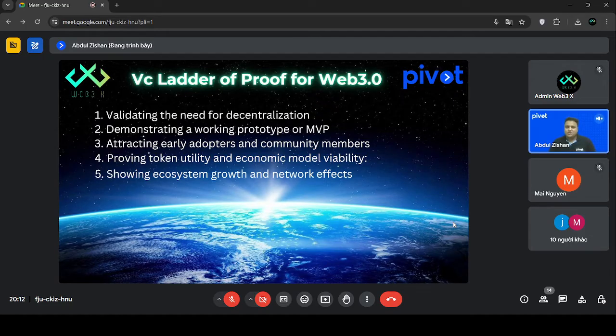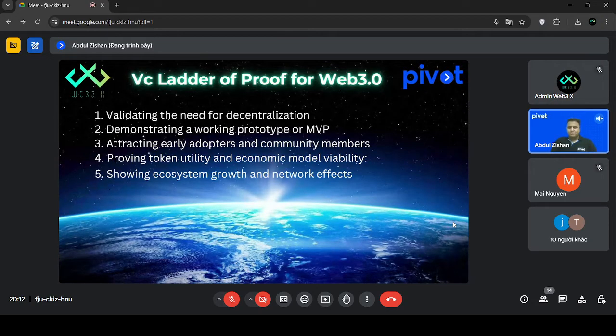So early traction often looks like an engaged Discord server, an active governance forum, a growing list of testnet users, or basic interactions on Twitter. The fourth is proving the token utility and economic model viability. This involves demonstrating that your token has a clear use case and that your tokenomics is sustainable. Tools like token simulators can be valuable here. You can understand whether this token would make sense for the community, whether it has a valid use case or not. Then the last is showcasing ecosystem growth and network effects.